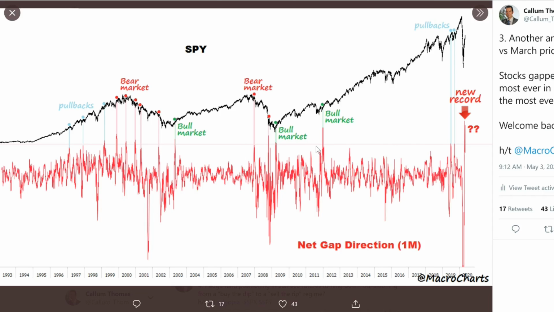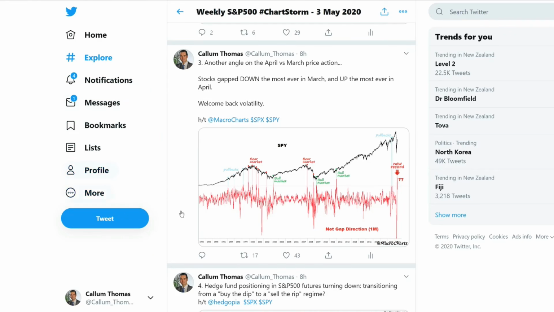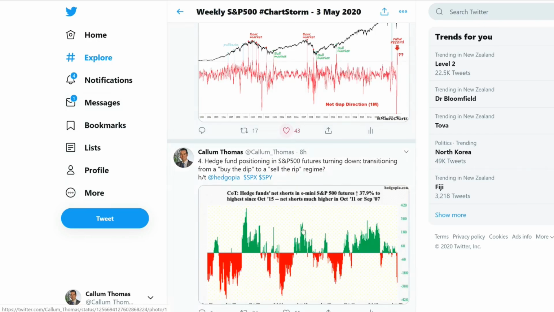So for example, if you look at the dots here, the pullbacks are kind of like when it didn't really do anything, but those bear market and bull market dots basically just illustrate the point that big swings in this indicator can be indicative of that change in regime. So quite an interesting one.